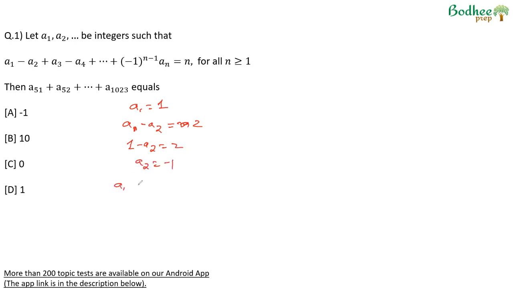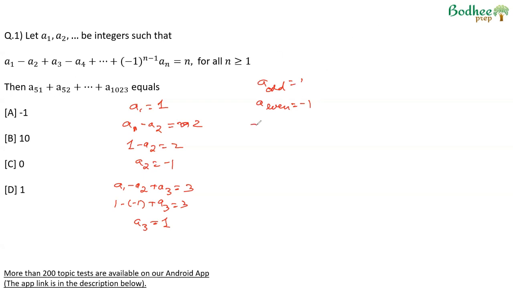a1 minus a2 plus a3 is n, which is 3 now. This is 1, this is minus 1 plus a3, which is 3. So a3 will come out to 1 plus 1, 2, 3 minus 2 is 1. And so on. So if you look at the series, all odd terms will be 1 and all even terms would be minus 1. It says, what is the value of a51 plus a52 plus a53 and so on.